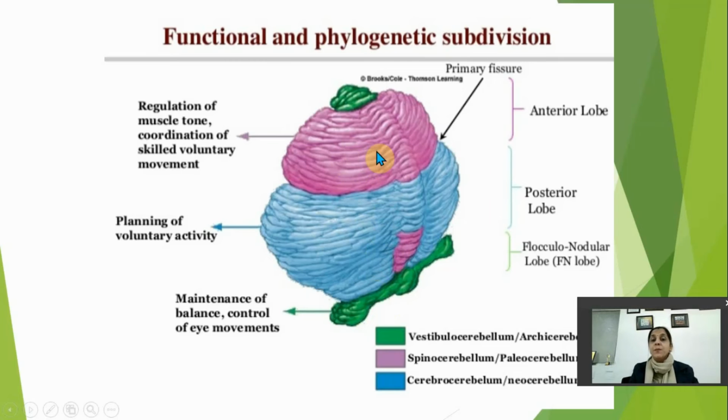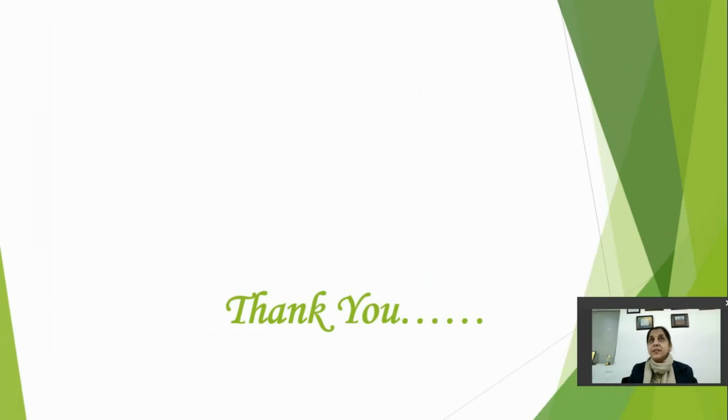The functions coordinated by the cerebellum are regulated by different structures. The pink part, the spinocerebellum, controls tone and the coordination of voluntary or motor skill movements. Planning of voluntary activities is done by the cerebrocerebellum. The third part is the maintenance of balance, whose control and coordination is done by the vestibulocerebellar part. These are all the functions of the cerebellum.